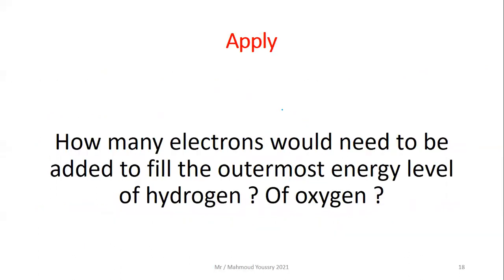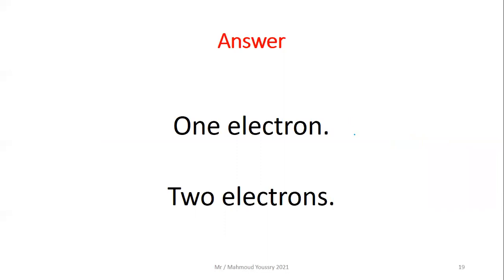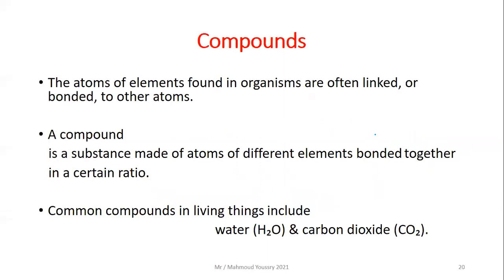Then there is a question that says: how many electrons would need to be added to fill the outermost energy level of hydrogen and oxygen? Yes, hydrogen, H, contains only one proton, so one electron. To fill the outermost energy level, it will need one more electron. For oxygen, the oxygen atom contains 8 protons and 8 electrons. The outermost energy level contains only 6 electrons, so it will need 2 more negative electrons. So 1 electron and 2 electrons.